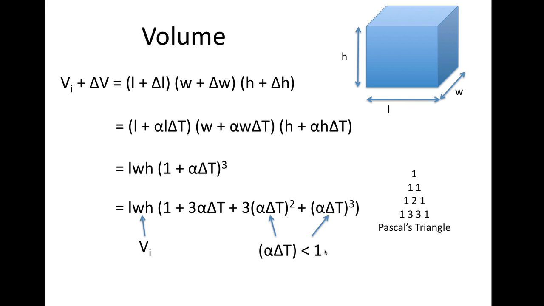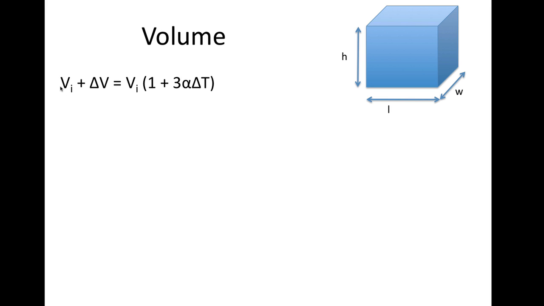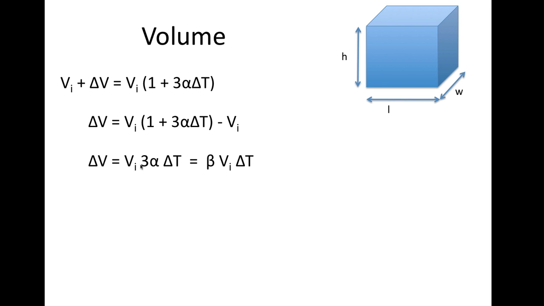Also, alpha delta T is a small number, much less than 1. So alpha delta T squared is even smaller. Alpha delta T cubed is very, very small, so we ignore these. So this is the initial volume times 1 plus 3 alpha delta T. So the initial volume plus the change of volume is equal to the initial volume times 1 plus 3 alpha delta T.